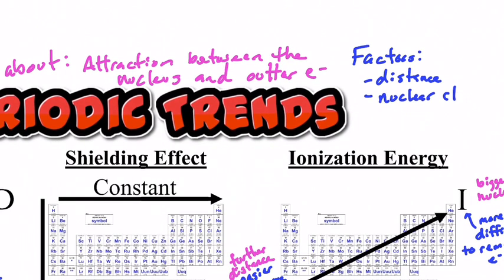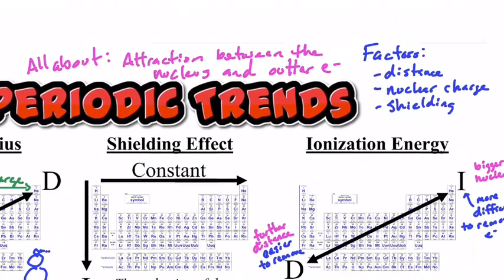Bear with me, I'm trying to think of things that are going to help you later. So, factors that are going to change the attraction between the nucleus and the outer electron, making it greater or weaker. The distance: if it's close, more attraction; further away, worse. Nuclear charge: a bigger nucleus might be able to hold on to the electrons easier, a smaller nucleus maybe not. And then shielding: is there junk in the middle between that nucleus and that outer electron? So those are some of the factors.